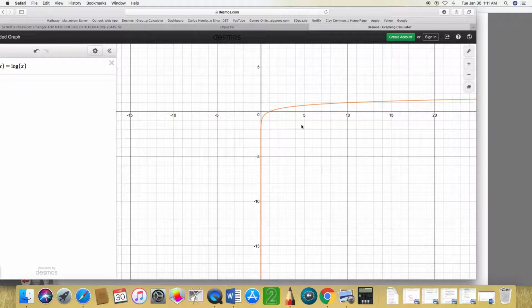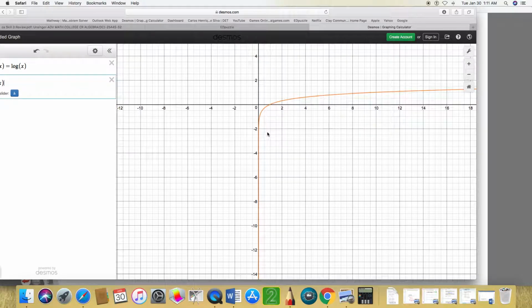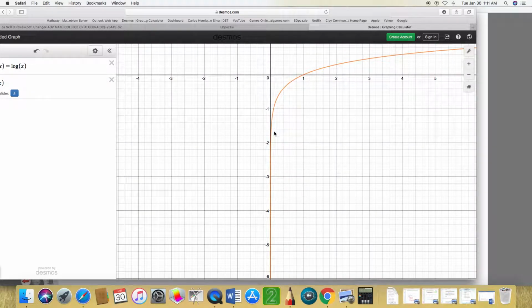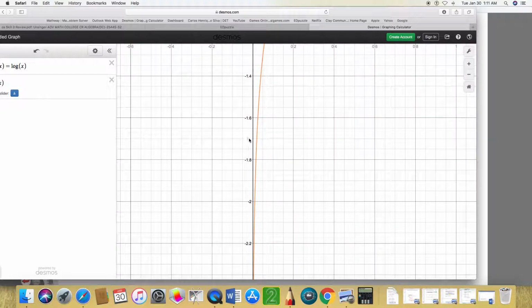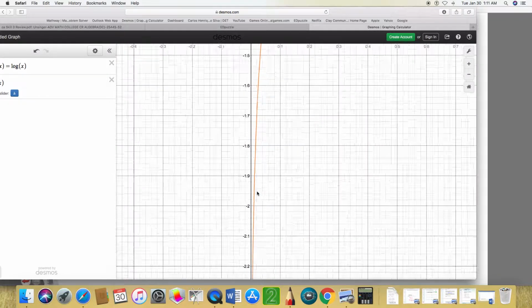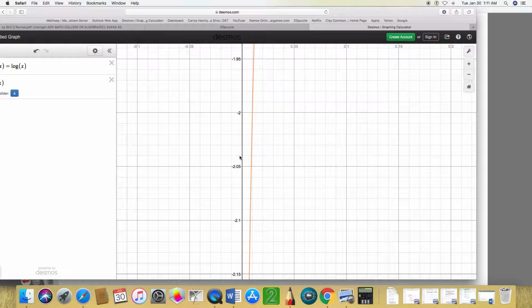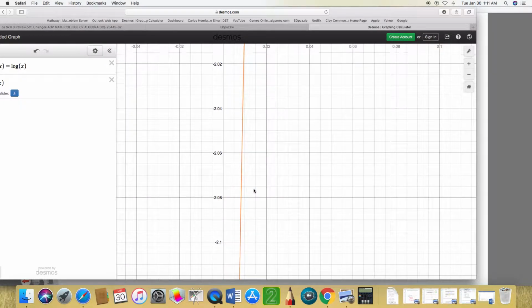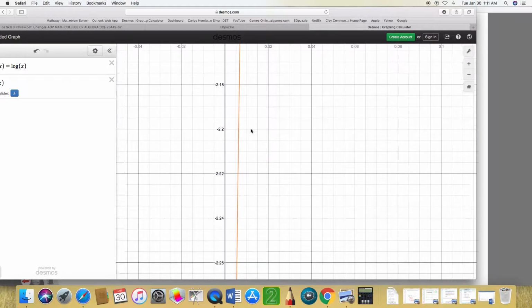You can see in shape how close it looks to the square root function, but the square root function actually starts at the origin, where this guy just gets closer and closer to the x-axis, but it never touches it. As you zoom in closer and closer, you see that it gets close to the y-axis, but it just never touches it.